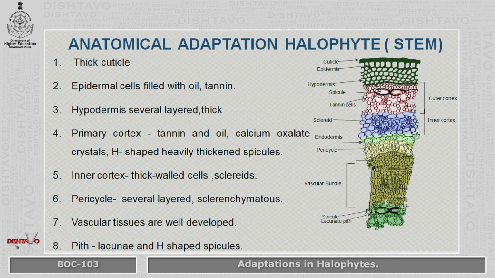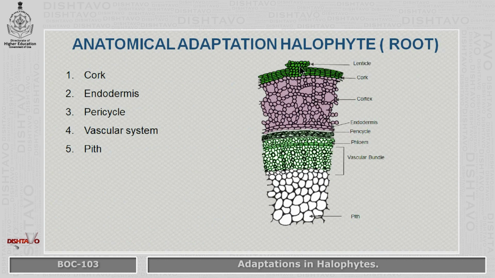Pith consists of lacunae and H-shaped spicules. Lacunae are small cavities which help in storage of food material. H-shaped spicules are again needle-like projections which help the plant in defense. Moving on to the root, it shows 5 different layers: cork, endodermis, pericycle, vascular system and the pith region.